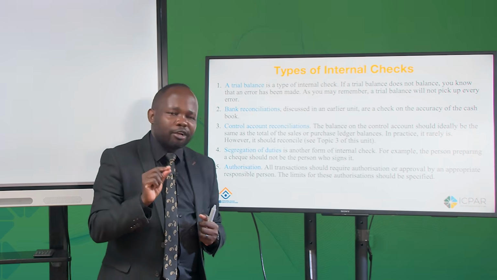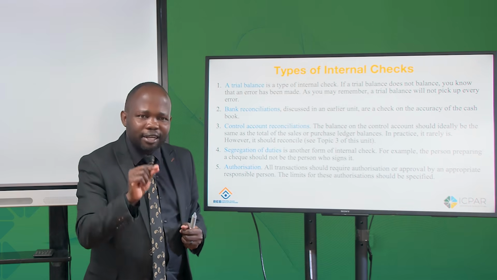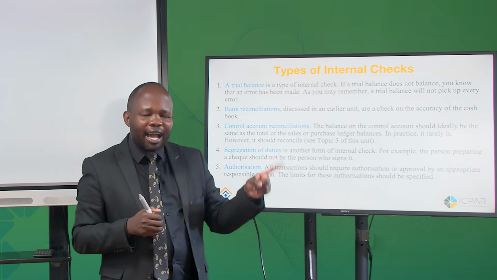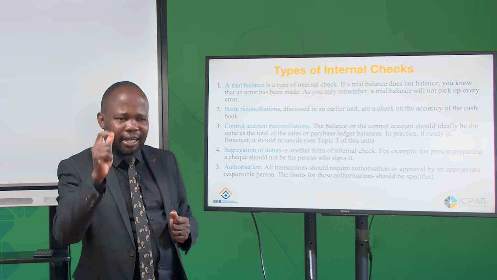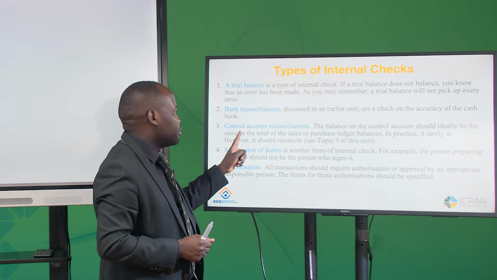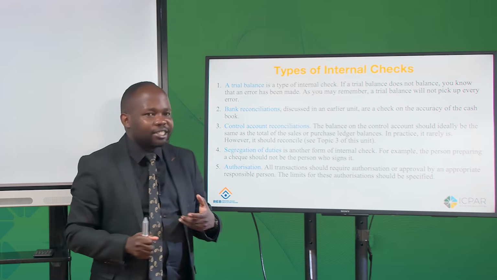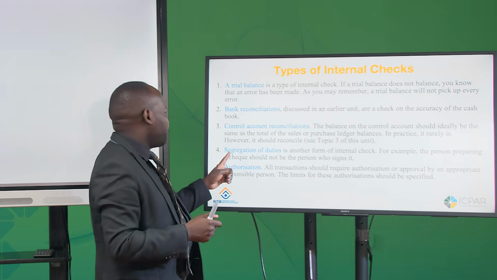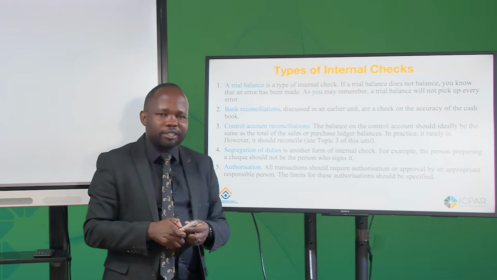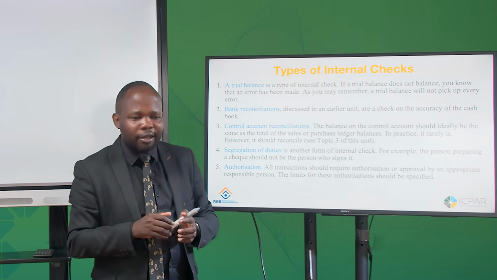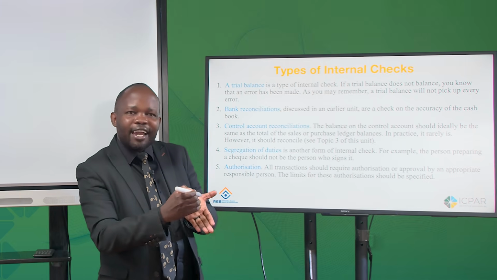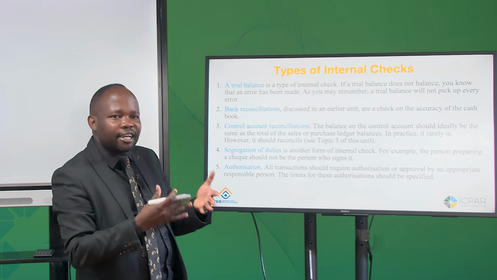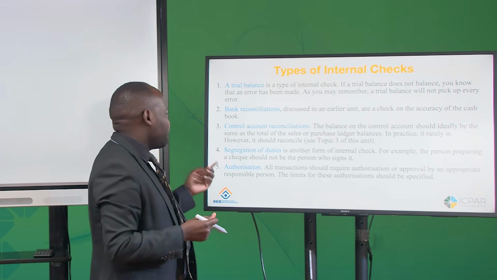Number two, bank reconciliation. Bank reconciliation helps us to reconcile the amount in the cash book and the amount in the bank statement. Number three, control account reconciliation. This is our topic of study today. Number four, segregation of duties. Separation of different roles. For example, the person signing the checks should not be the person making the payments. That is segregation of duties in order to avoid fraud.